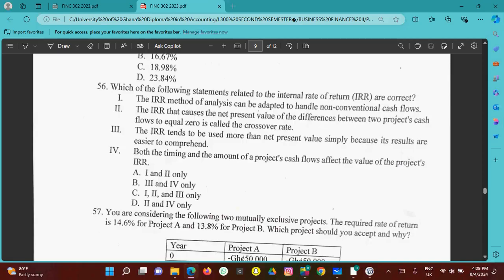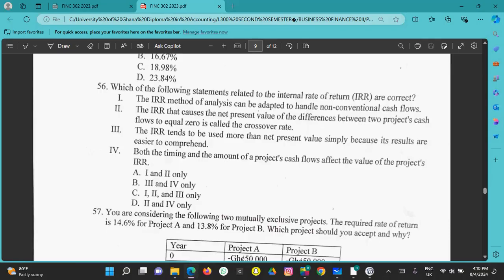Which of the following statements related to the internal rate of return are correct? So the answer here is D. Let me reread it again. The internal rate of return that causes the net present value of differences between two project cash flows to equal 0 is called the crossover rate.